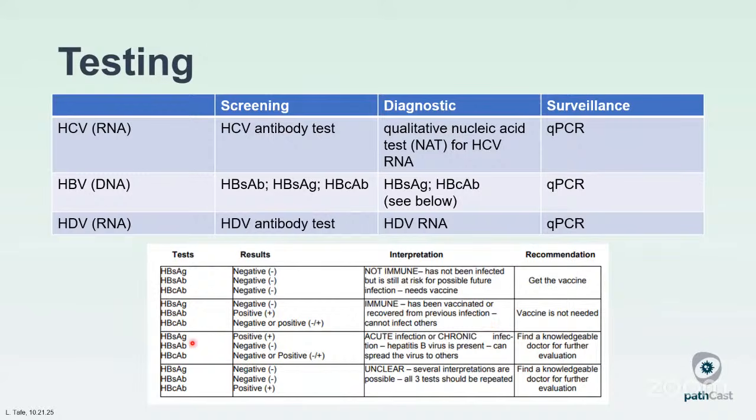If the surface antigen is positive, it means there's acute or chronic infection, an active process. And if only the core antibody is positive, it's not quite certain how to interpret that, and additional testing is probably needed, or repeat testing in the future.